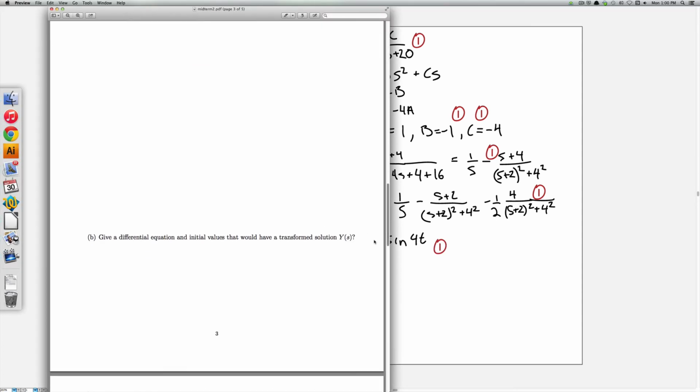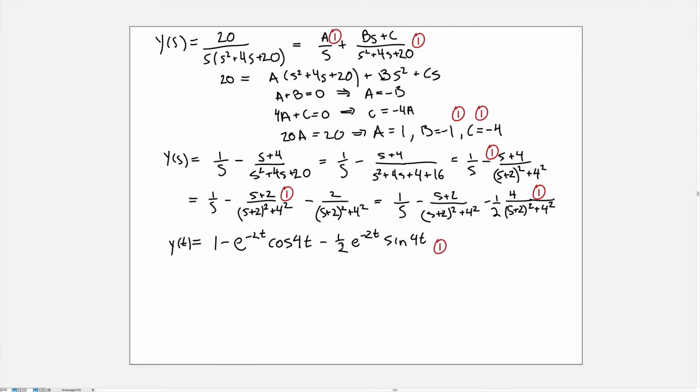And then there was another 2 points for giving a differential equation and initial values that would have a transform solution Y of s. So this one, there's actually at least 3 solutions that I know of, but there's possibly others.